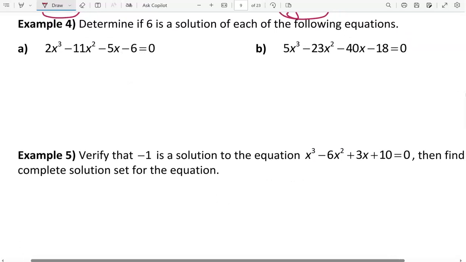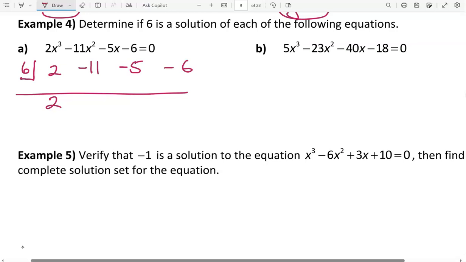All right, in example 4, we're going to determine if 6 is a solution to the following equations, and we can do that by substituting, but we can also do it by synthetic division. So let's use synthetic division. We're dividing by x minus 6, because if x minus 6 is a factor, then 6 is a solution to the function equal to 0, or it's a 0 of the polynomial.